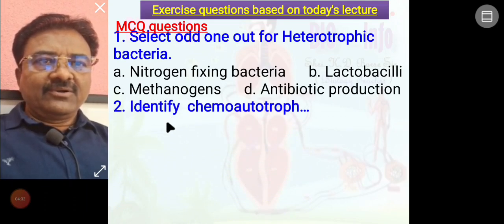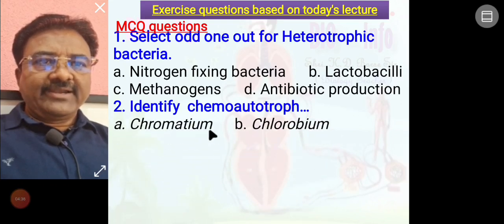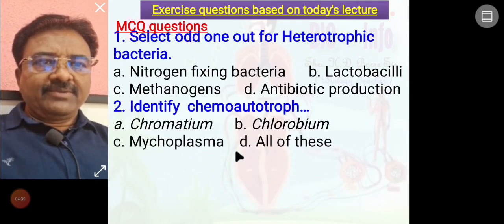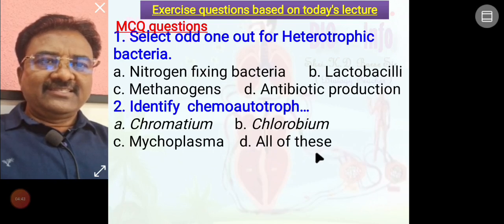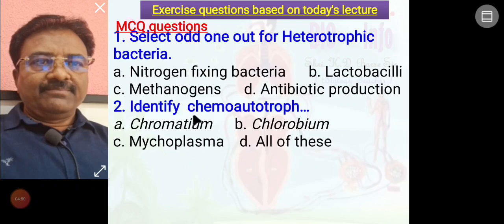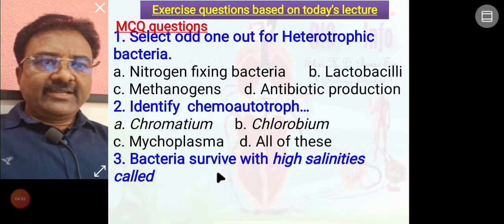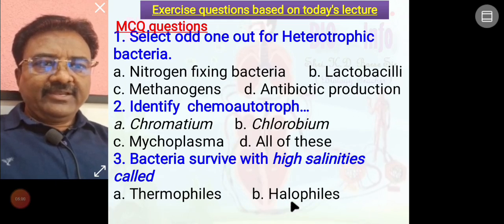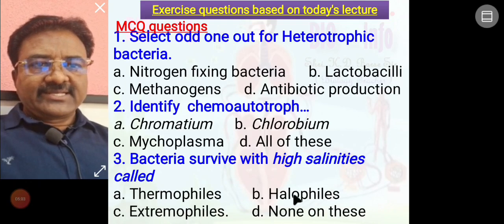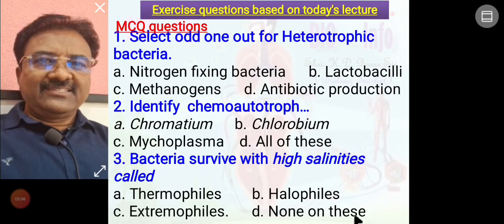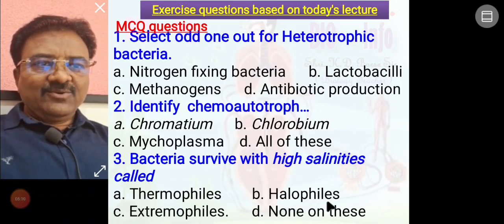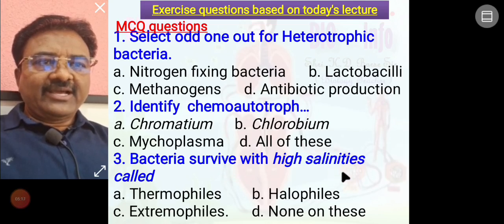Identify the chemoautotroph: Chromatium, Chlorobium, Mycoplasma, all of these. Yes, the correct answer is Chromatium, a chemoautotrophic bacteria. Bacteria that survive very high salinity are called thermophile, halophile, extremophile, none of these. Yes, the correct answer is halophile. Halophile means bacteria that survive in high salinity conditions, so they are called halophiles.